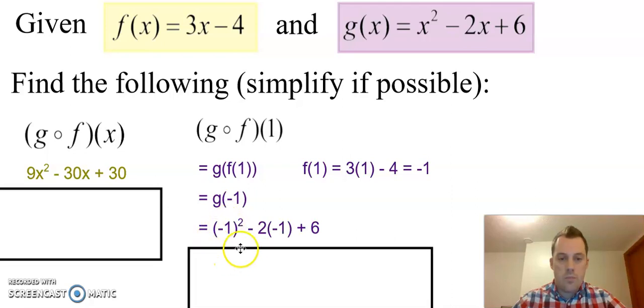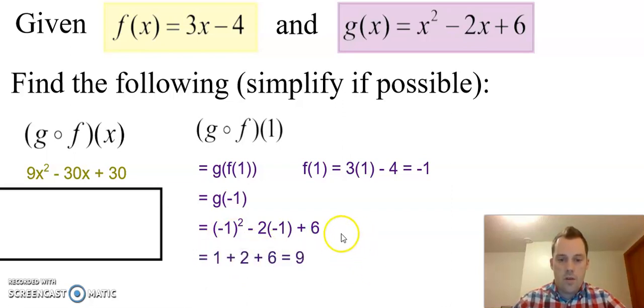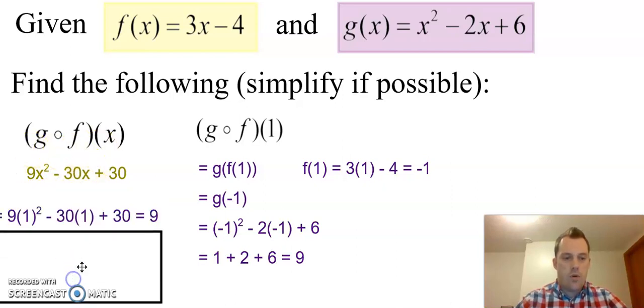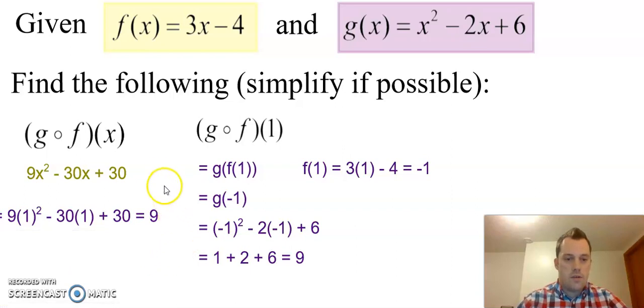So now we input negative 1 in for x in our g function, and we end up with an answer of 9. Now, since we already had g of f of x, which you're not always going to have, we could just take 1 and input it into what we found for g of f of x, and that would have also given us 9. But typically, you're going to end up with something like this or this, not both.